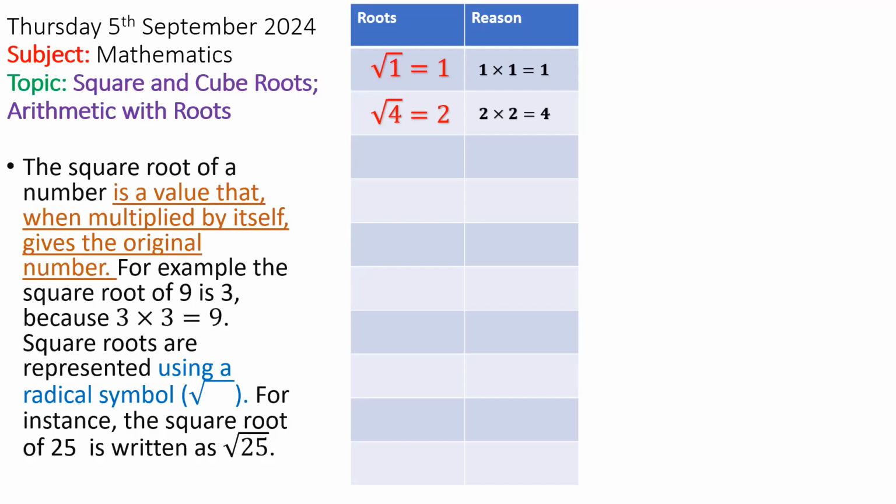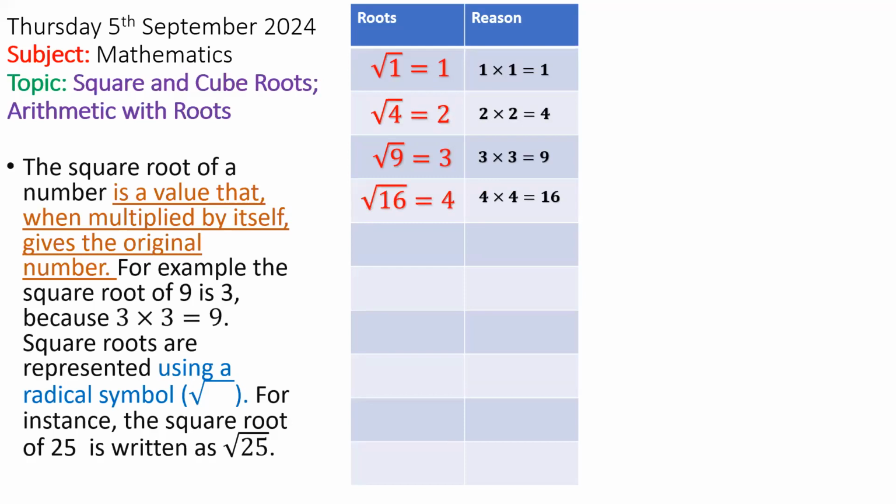Good. Now we have the square root of 9. What's the square root of 9? 3. Good. Why is the square root of 9 equal to 3? Because 3 times 3 is 9. Very good. And then we have the square root of 16. What's the square root of 16? 4. Why? Because 4 times 4 is 16.